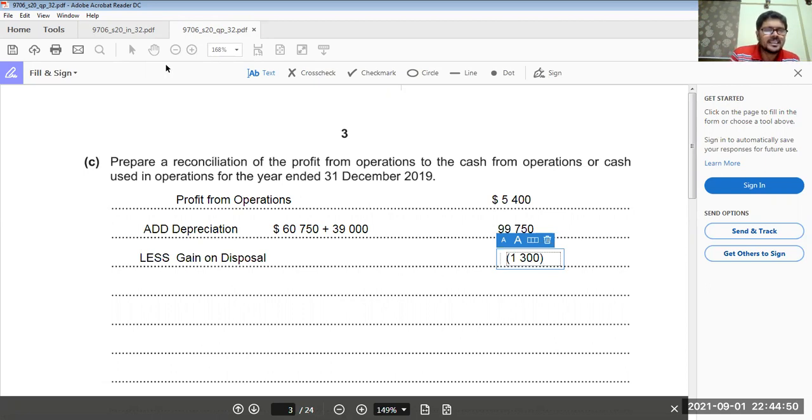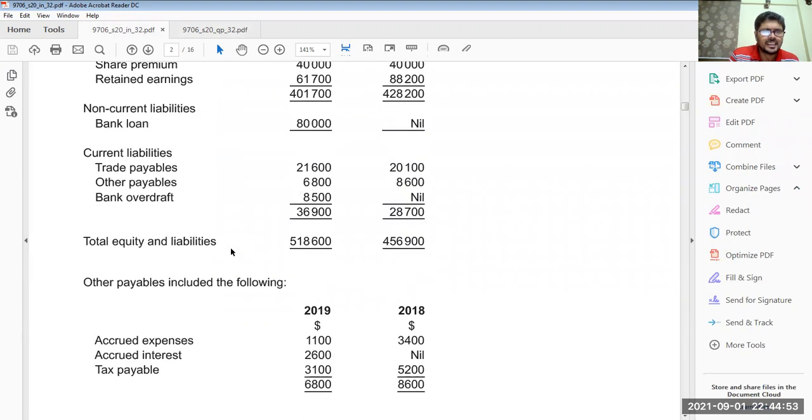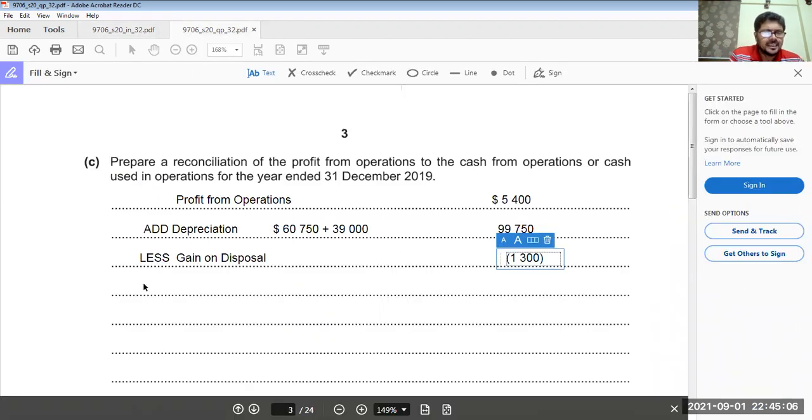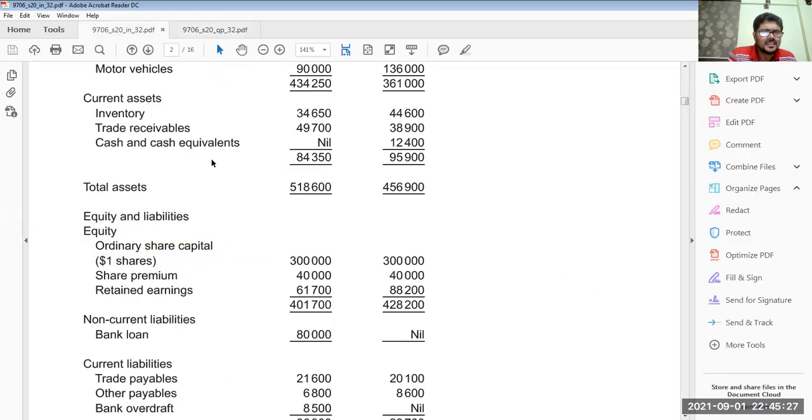Now, take all the assets, consider all the current assets. See, inventory is decreasing. Decrease in inventory would generate cash. 44,600 minus 34,650, 9,950. That is going to be added. Add decrease, that is 9,950. Done? Okay.